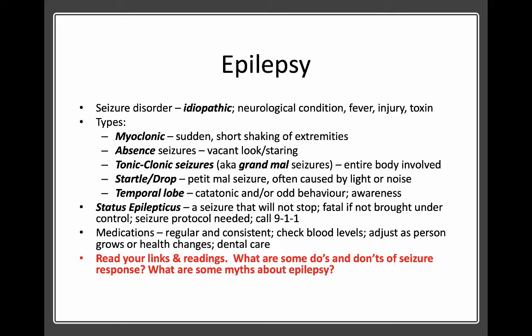Startle seizures are similar. The person has a drop or an absence that's caused by something that startles them, often a loud noise or flashing lights. Temporal lobe seizures are a little bit different. The person may seem to behave differently because the seizure is happening in a localized part of the brain called the temporal lobe. And the person may act or say things that seem unusual, or they may be catatonic, sort of frozen in position. And the person may actually be aware later on that they had that seizure.